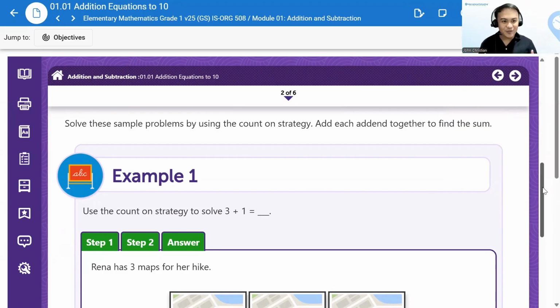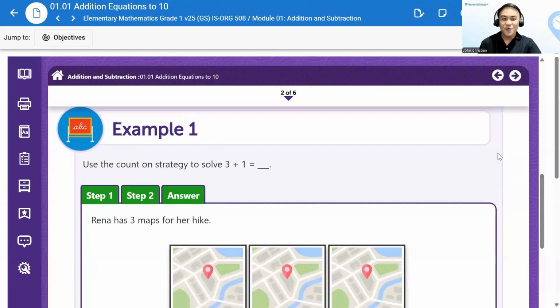Now, we're gonna use what we've learned in the video. We're gonna solve these problems by using the count on strategy. We're going to add each addend together to find this out. Are you ready to help me, little mathematician? Thank you. Now, let's solve this math problem. First, we're gonna use the count on strategy to solve 3 plus 1 equals blank.